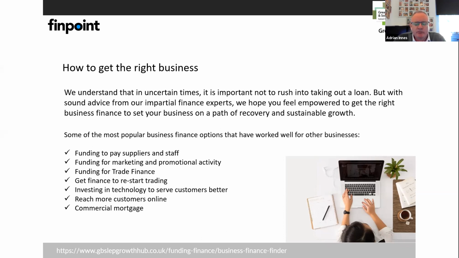Within FinPoint, I run a team of finance specialists with many years' experience, covering business options, funding requirements, funding to pay suppliers, marketing, promotional activity and trade finance. I have a saying: as long as it's legal and legitimate, from the 136 funders we have on our panel, we will have a funder that will consider funding what you're looking for. But it's truly understanding that cash flow cycle, the seasonality of a business, how and why you need the money, and what the return on that investment is. Because if you are borrowing money, it's going to cost you interest and fees, so what's the payback coming from that side of it?